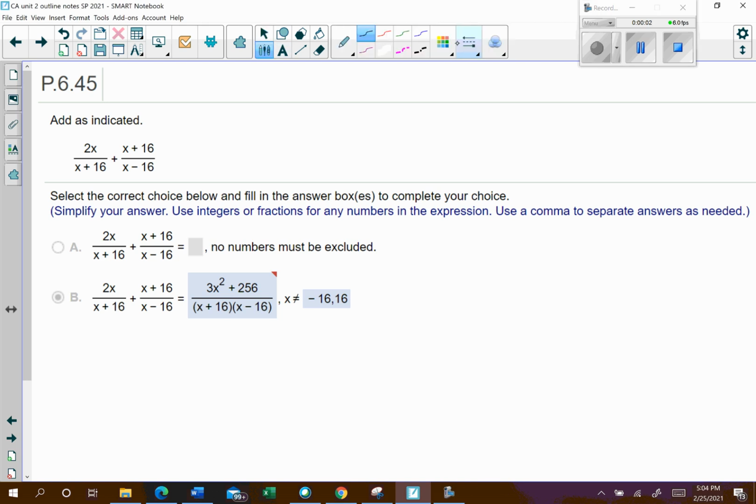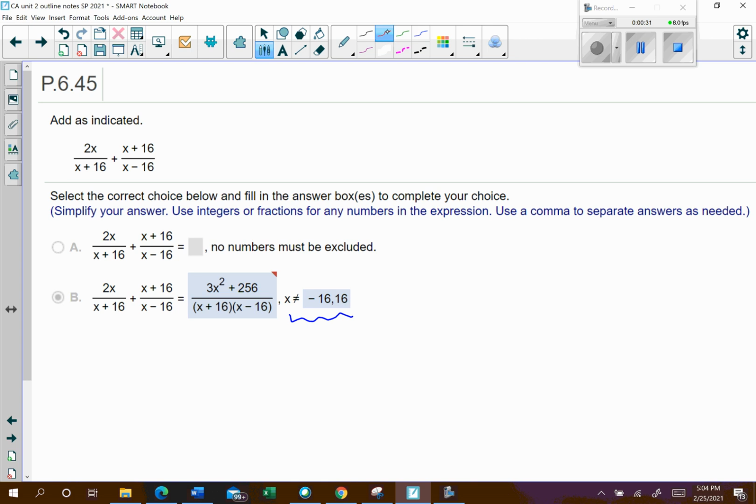Okay, so first we'll look at the excluded values. So that's where they get negative and positive 16, because that would cause you to divide by 0, which we can't do. I'm not sure what you were talking about on the negative 32, but I'm assuming you meant negative 16. That's because that would cause the first fraction to divide by 0, and then positive 16 would cause the second one. So you've got to include both of those as your excluded values.